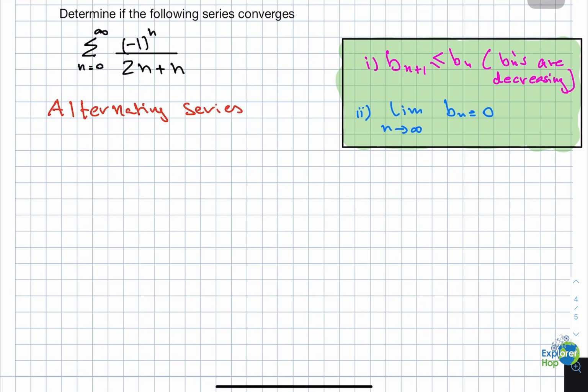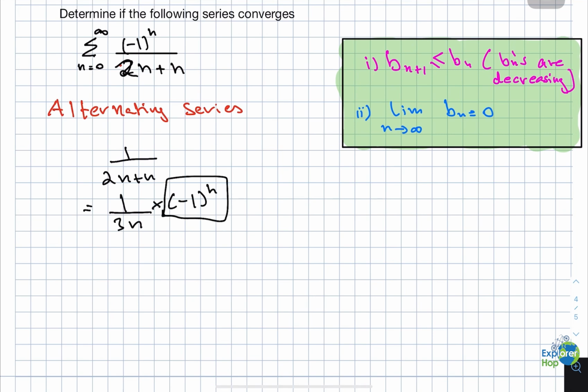We know that whenever you spot a series like over here, for example, we have 1 over 2n plus n, which is the same thing as 1 over 3n, but this is being multiplied by minus 1 to the power of n. So whenever you have minus 1 to the power of n, remember, almost all of the time, this is an alternating series.